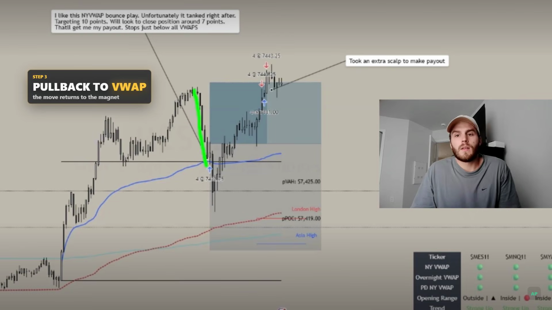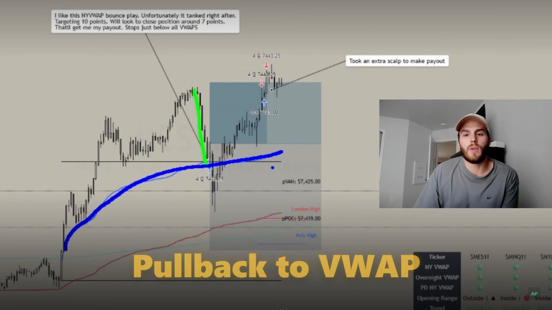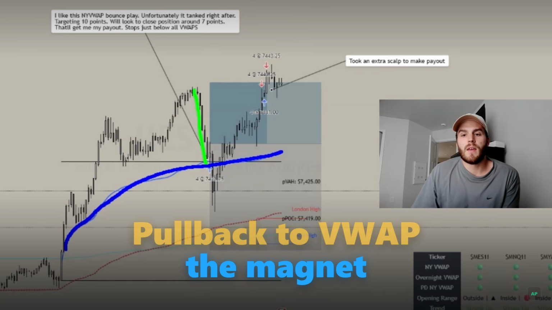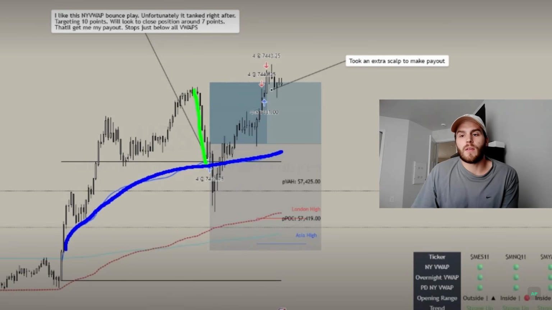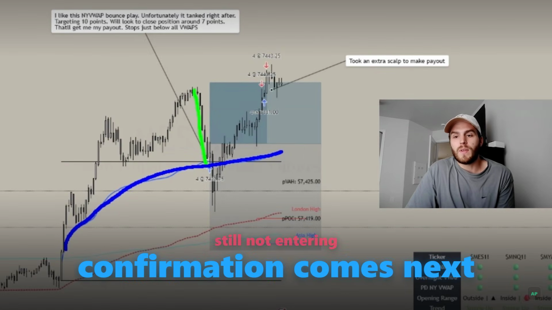After that break happens, watch what price does next. It pulls back here. This is completely normal, expected. What I'm looking for is the pullback that comes back down to the New York VWAP. That blue line right here. VWAP acts as a magnet that price returns to after a move. But I'm still not entering there. The pullback to VWAP is just step 3.